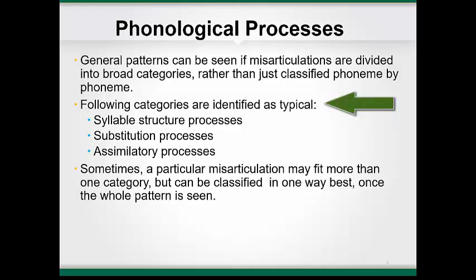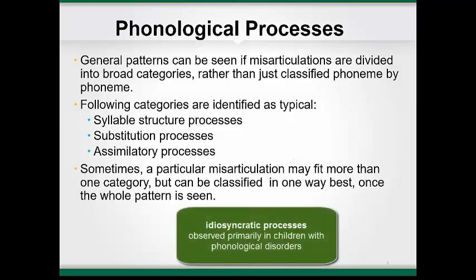Each of these processes can be categorized into a broader category of phonological processes. It's extremely useful to categorize individual processes in this way because it can help us to see consistent patterns in a child's speech, rather than just collecting a list of apparently unrelated misarticulations. The three categories of phonological processes that are observed in children with typically developing phonologies and in children with phonological disorders are the syllable structure processes, which usually change the number of phonemes in a syllable, the substitution processes, in which one sound is replaced by another, usually an earlier acquired sound, and the assimilatory processes, in which one sound becomes more like a nearby sound. Finally, the idiosyncratic processes are observed mainly in children with phonological disorders.